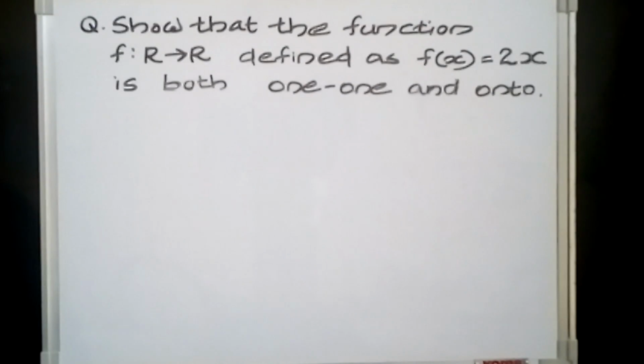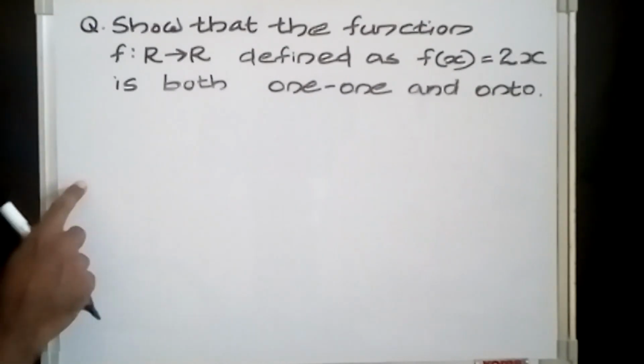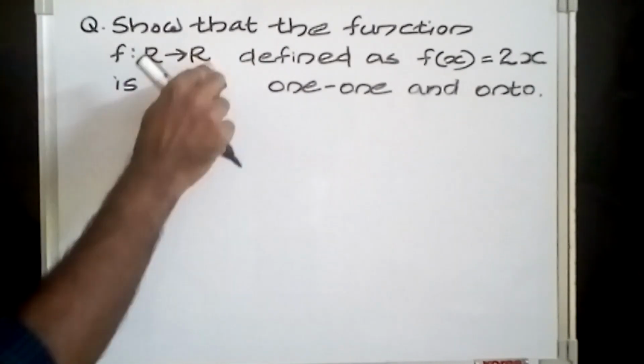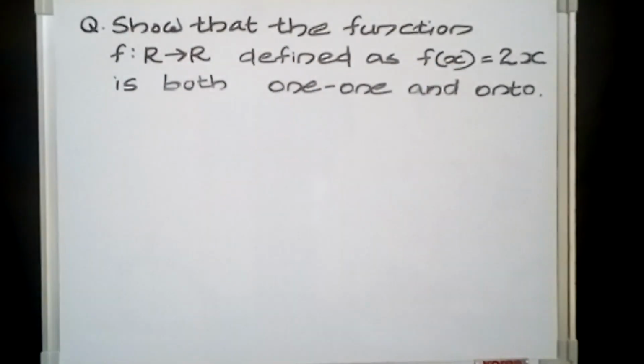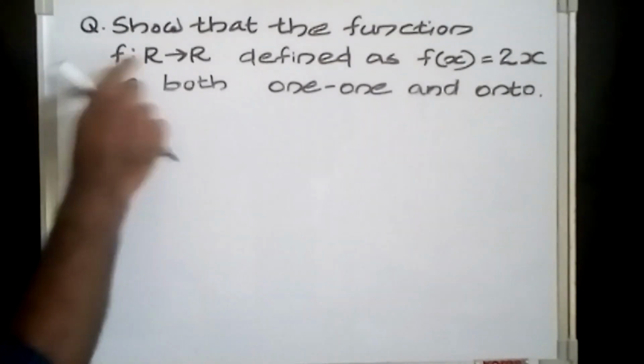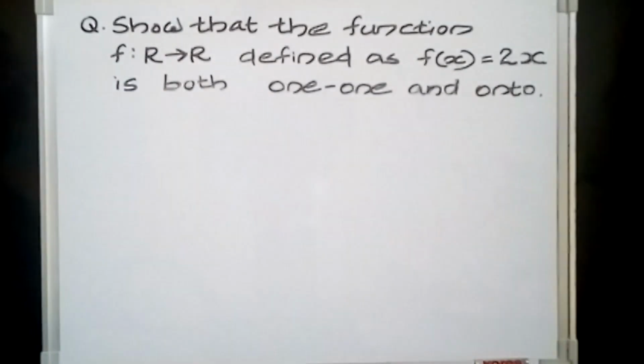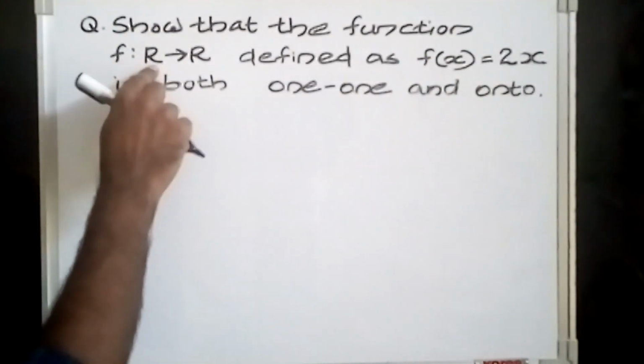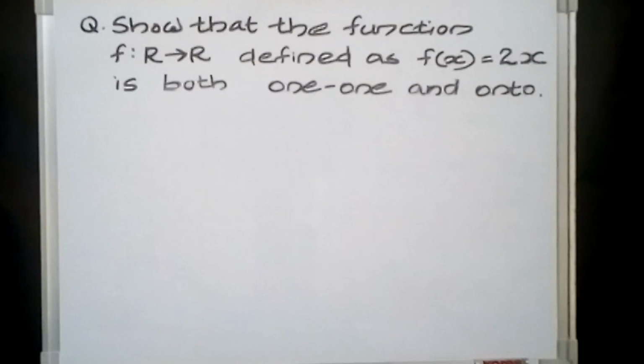Let us come to the next problem. The problem is: show that the function f defined from R to R, defined as f of x equal to 2x, is both 1, 1 and onto. We have done the same problem for f from N to N. Now the problem has been changed to f of x equal to 2x defined from real numbers to real numbers.